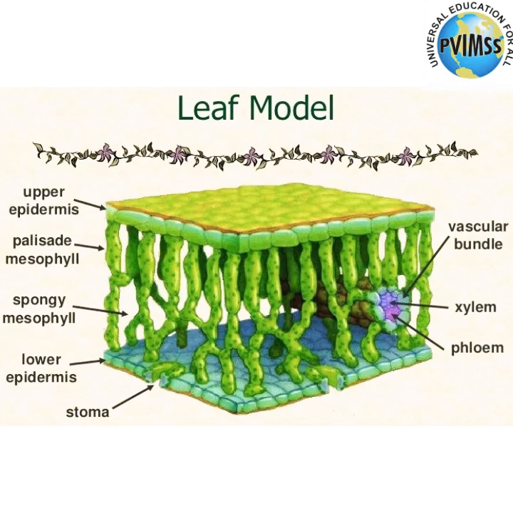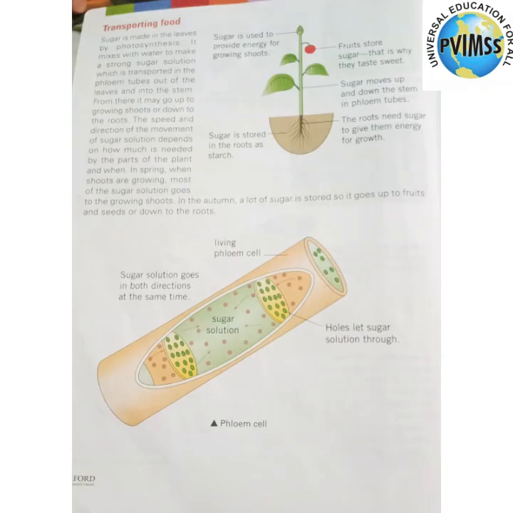Let's move to our next topic, transporting food. As sugar is made in the leaves by photosynthesis, it is mixed with water and it has to be transported to all the parts of the plant through phloem tubes.